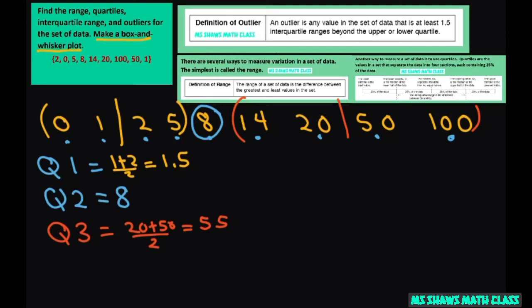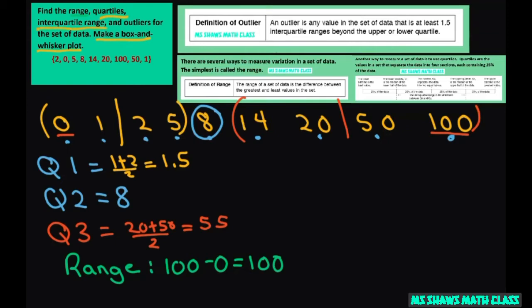All right, your range is the difference between the smallest number and the largest number. So your range is going to equal 100 minus 0 equals 100. So we did that. We got our quartiles.